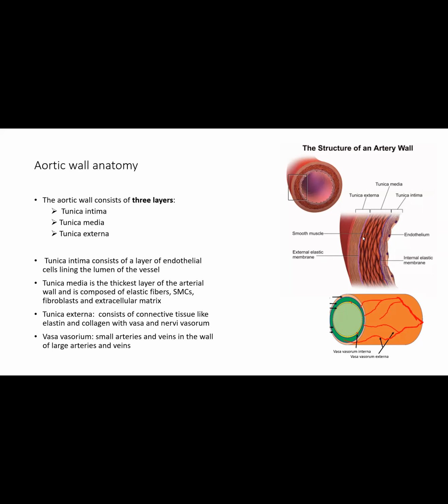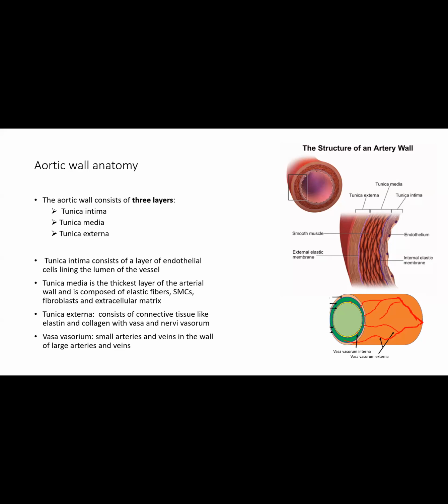elastic fibers, smooth muscle cells, fibroblasts, extracellular matrix, and it's also supplied by the sympathetic division of the autonomic nervous system. And then you have tunica adventitia, or you can also call it the tunica externa. It is the outermost layer of the blood vessel wall, so of the aorta, and it consists of the connective tissues like elastin and collagen, with the vasa vasorum and vasa nervi.